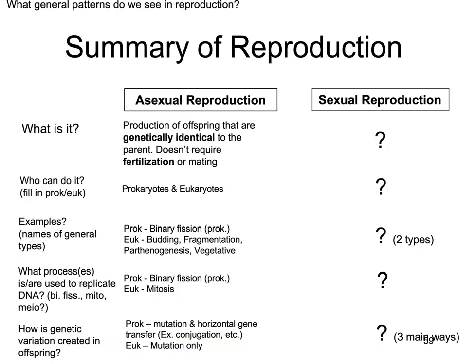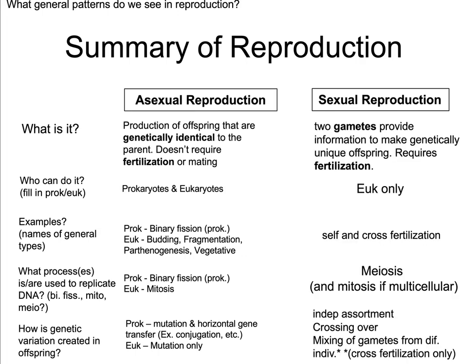Okay, so I want to go back and just recall this summary table of asexual reproduction versus sexual reproduction. Earlier you should have already filled in this table. So now let's fill in this side of the table for sexual reproduction in terms of what is it, who can do it, prokaryotes versus eukaryotes, examples of it. So give me a couple examples of sexual reproduction or the different general types of sexual reproduction. What processes are involved, binary fission, mitosis, or meiosis, and how is genetic variation created? What are the three main ways that genetic variation is created? So go ahead and answer or fill in those question marks on this table.